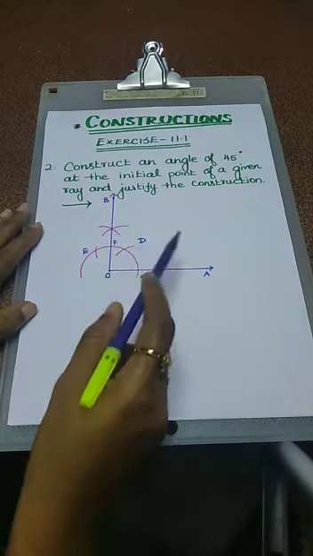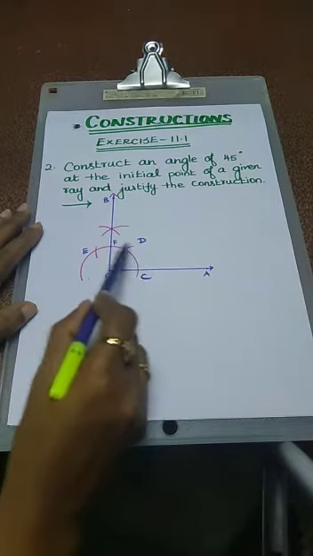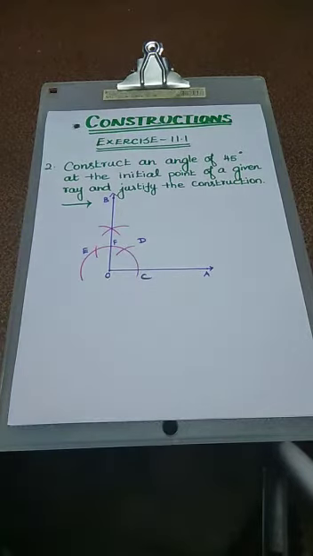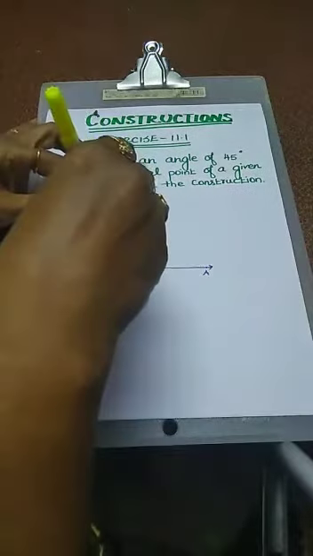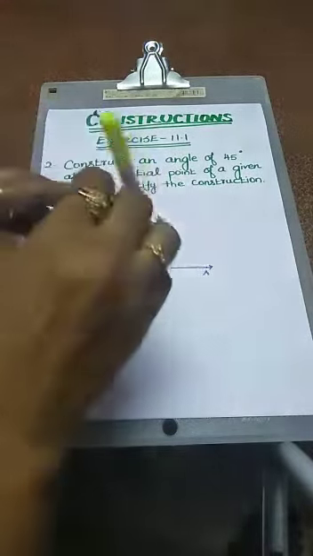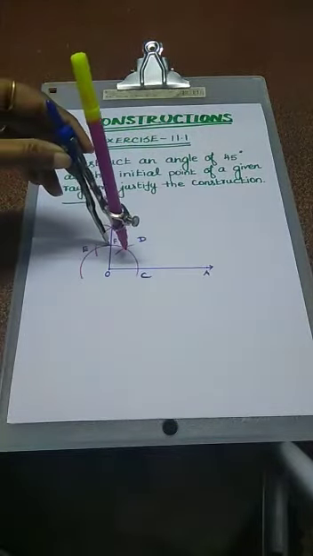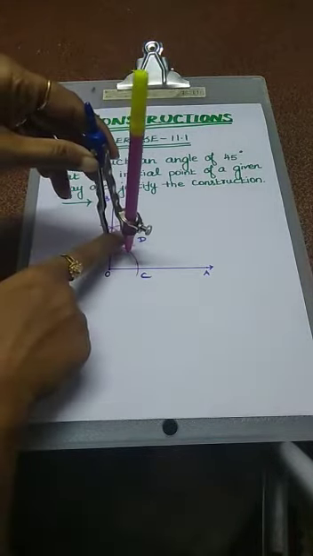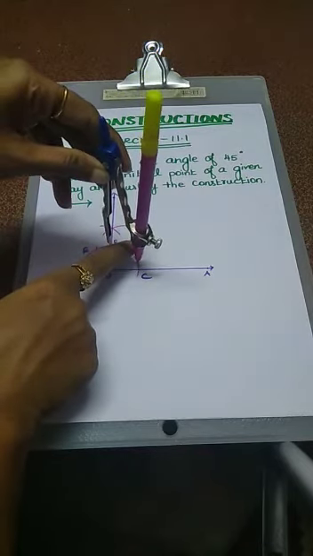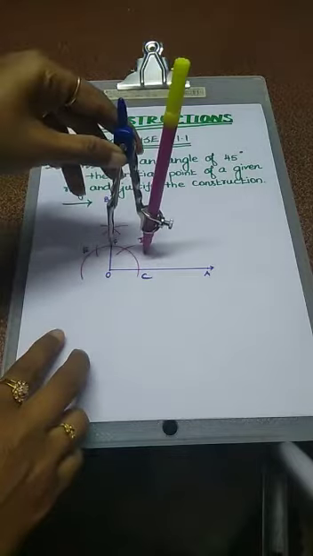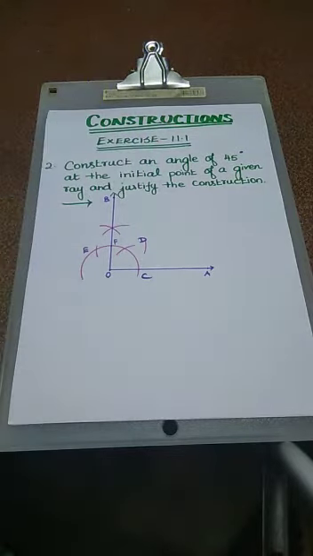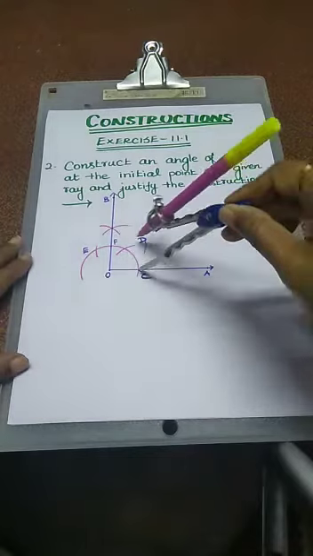Next we have to make 45 degree. This C to F, the value is 90 degree. Half of 90 degree is 45 degree. Next we are going to make a 45 degree value. Measure the CF value. More than half of CF we have to select. With F as center, draw one arc. Again with C as center, draw one arc.